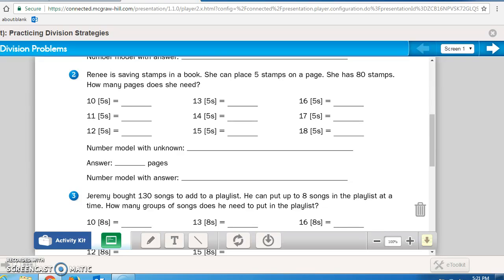Number 2 reads, Renee is saving stamps in a book. She can place 5 stamps on a page. She has 80 stamps. How many pages does she need? So you're going to need to first, just like in problem 1, write the number model with an unknown, and then you need to write the answer and put the number model again with the answer. Pause the recording now and do number 2.